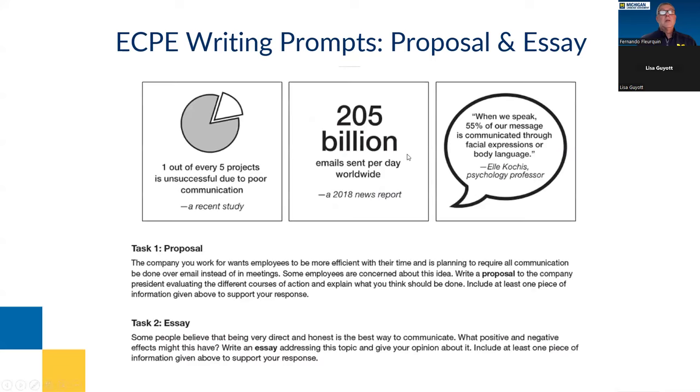So, looking at this, this is another example, a proposal and an essay in this case. The proposal: the company you work for wants employees to be more efficient with their time and is planning to require all communication be done over email instead of in meetings. Some employees are concerned about this idea. Write a proposal to the company president evaluating the different courses of action and explain what you think should be done. Include at least one piece of information given above to support your response. So this is a different type of task. You have to write a proposal.